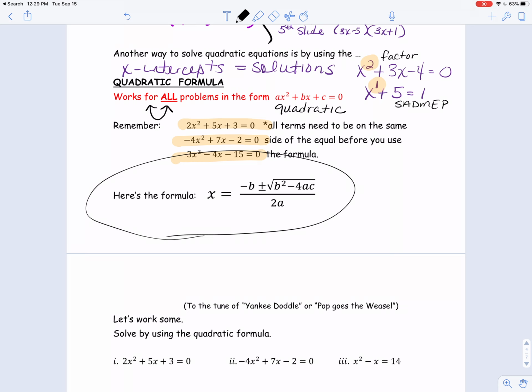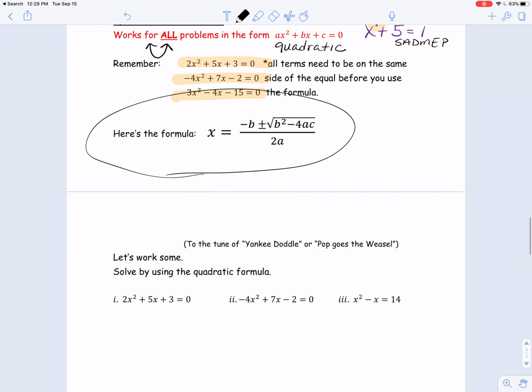All right, so if you learn it to Yankee Doodle, you can remember it. And there's a couple of other tunes that you can do it to, but Yankee Doodle is the easiest. So, Pop Goes the Weasel, I don't know if I can even get the tune of that in my head. You might be able to do that a little bit better than I. But you do need to know the formula.